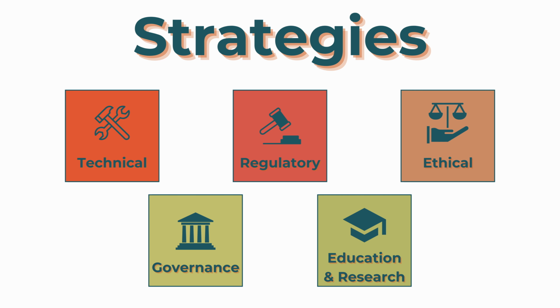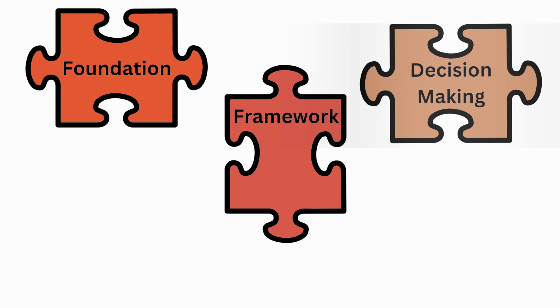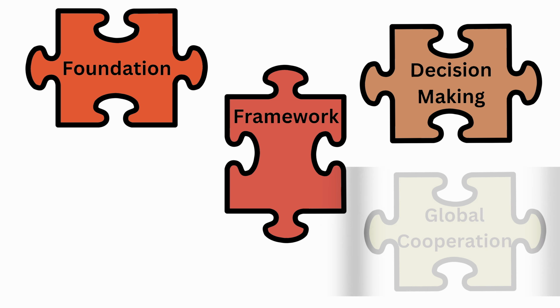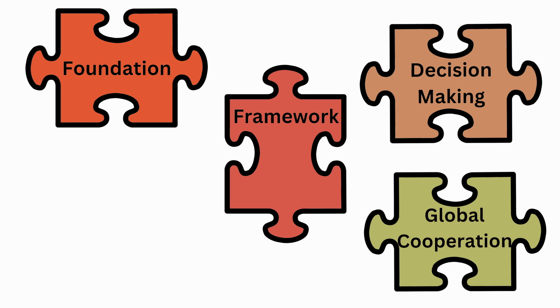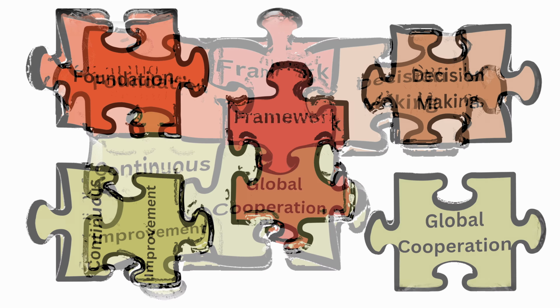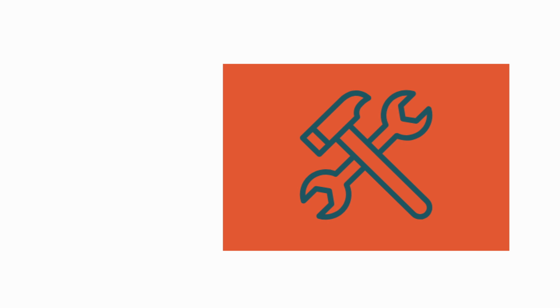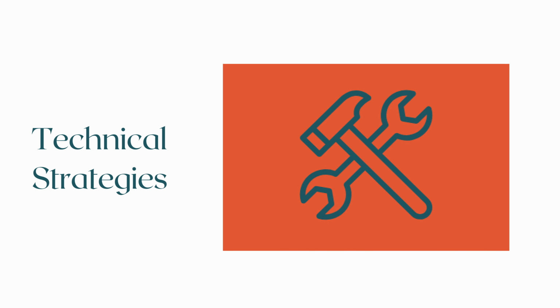These strategies aren't mutually exclusive, they will often overlap. Think of regulations like a puzzle. Technical strategies provide the foundation, regulatory strategies set the framework, ethical strategies guide decision making, governance strategies ensure global cooperation, education and research fuel continuous improvement. In the next chapters, we will dive deeper into each strategy. First up, let's explore technical strategies for regulating generative AI.